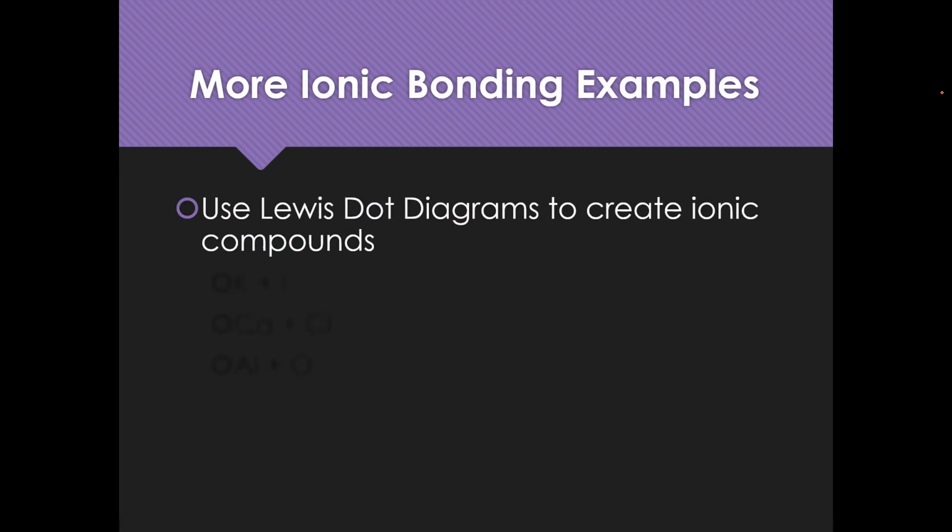So let's try a couple. Let's look at another combination: potassium and iodide, and then we'll do calcium and chlorine, and aluminum and oxygen. So let's start with potassium and iodide. And I hope the pen doesn't act up on me. So potassium has how many valence electrons?